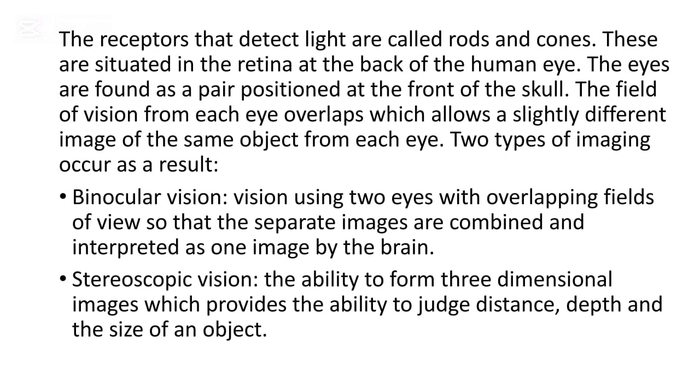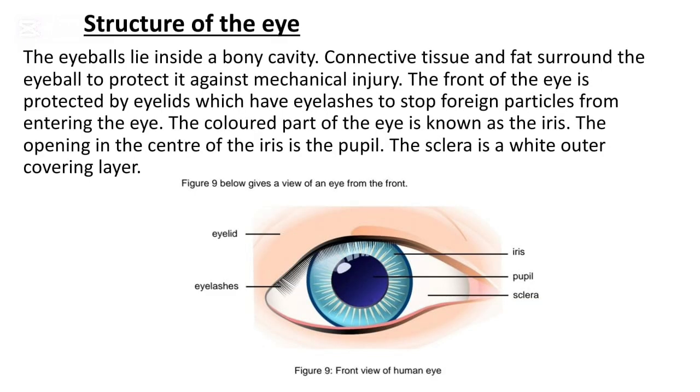Binocular vision is vision using two eyes with overlapping fields of view so that the separate images are combined and interpreted as one image by the brain. Stereoscopic vision is the ability to form three-dimensional images, which provides the ability to judge distance, depth, and the size of an object. Structure of the eye.